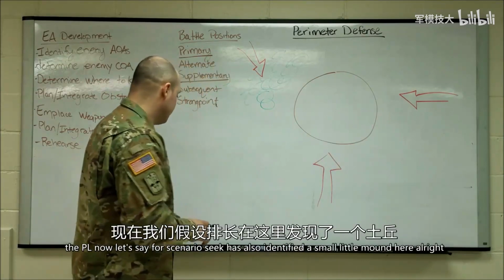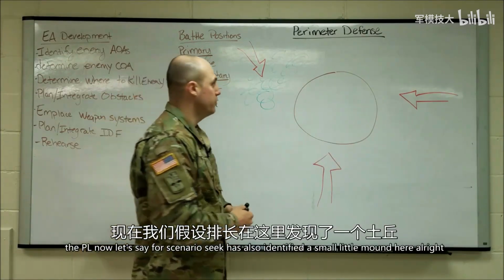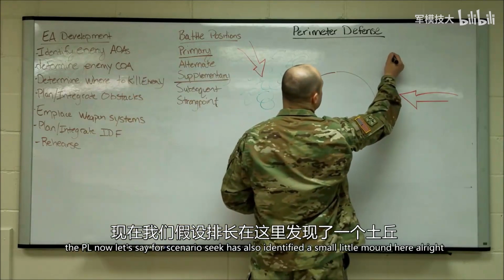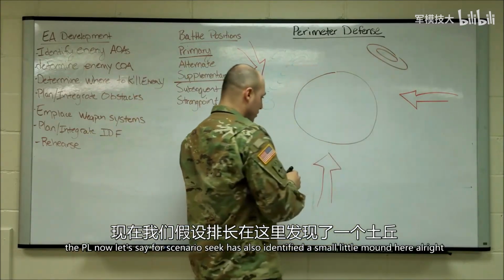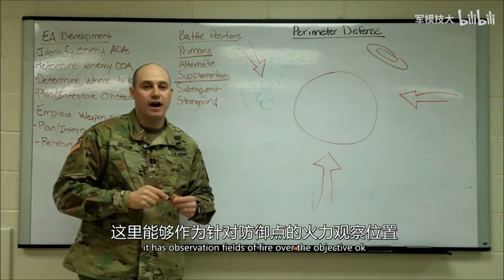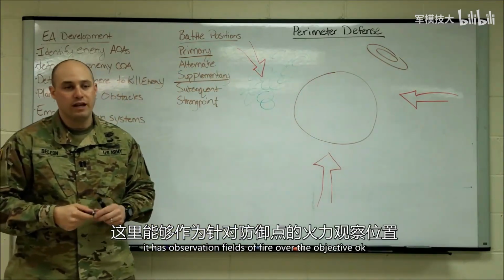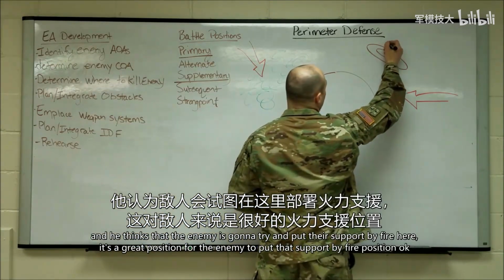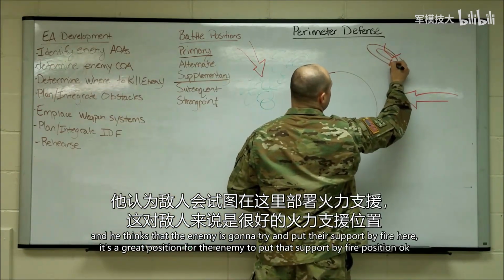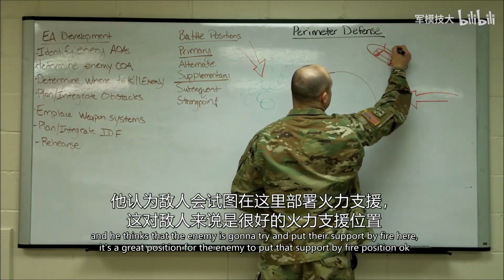Okay. The PL now, let's say, for scenario's sake, has also identified a small little mound here that has observation and fields of fire over the objective, okay? And he thinks that the enemy is going to try and put their support by fire here. It's a great position for the enemy to put that support by fire position.